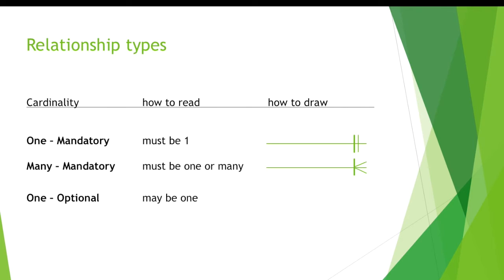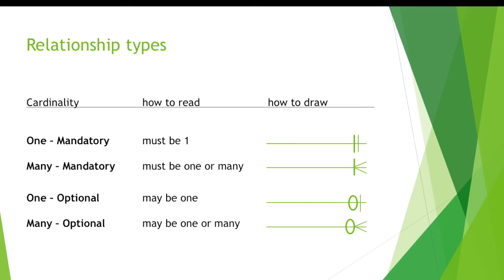The next one is one optional, saying it may be one, and may implies it can be zero. So we draw that by a little circle, which is may or zero, and a straight line for one. And many optional, saying may be one or many, and again, may means it can also be zero, which we draw by, again, a little circle for zero, and a little crowfoot for many.